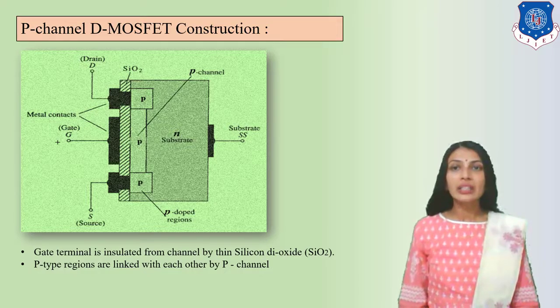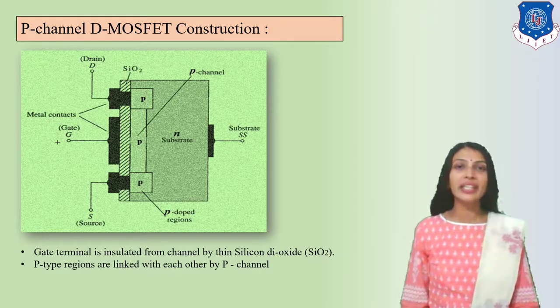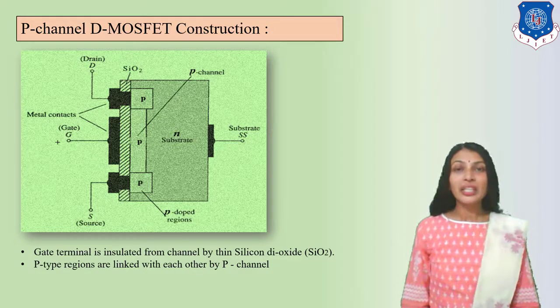So look at this. This is the final construction of the P-channel D MOSFET. Now, according to the working, what will you explain? It is very interesting. Whenever we are explaining the P-channel D MOSFET, always connect the positive battery terminal to the gate.